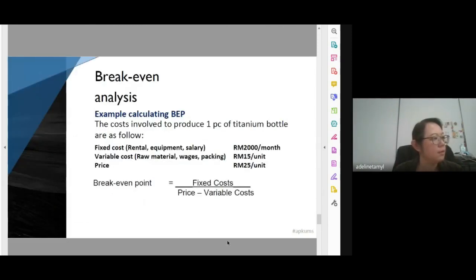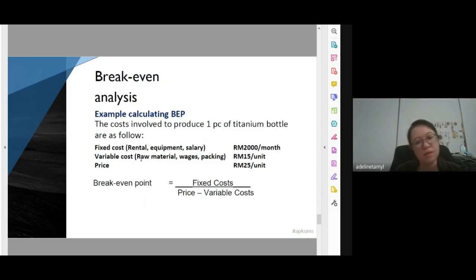Okay, this is one example. For example, here you can see fixed cost is 2,000 per month. Let's say 2,000 per month. So to avoid facing loss for this company, we need to calculate how many units to sell within this one month to avoid making a loss. Okay, but before we calculate that, we need information about the variable cost per unit.